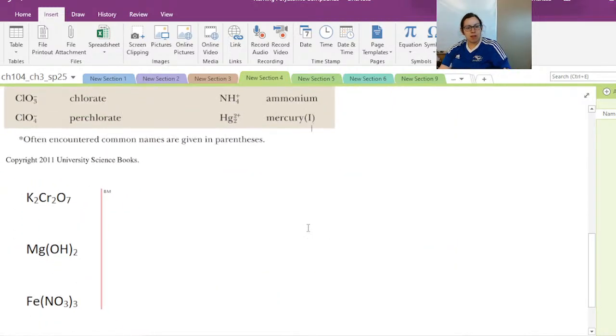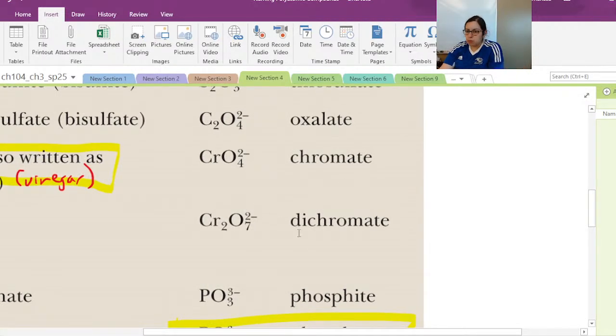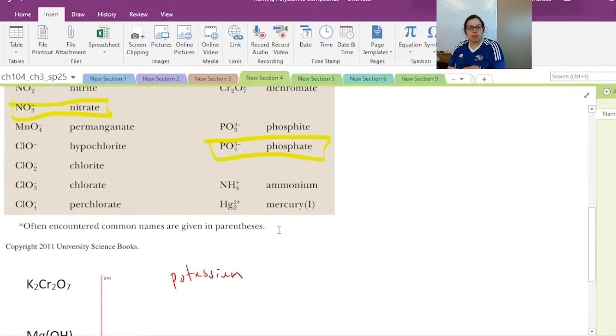And so just name our cation like before, so potassium. And then, again, that's why I'll hand you this sheet on Wednesday. So then we have to look up, okay, the Cr2O7, it has this -2 charge, and it's called dichromate. So excellent, potassium dichromate.